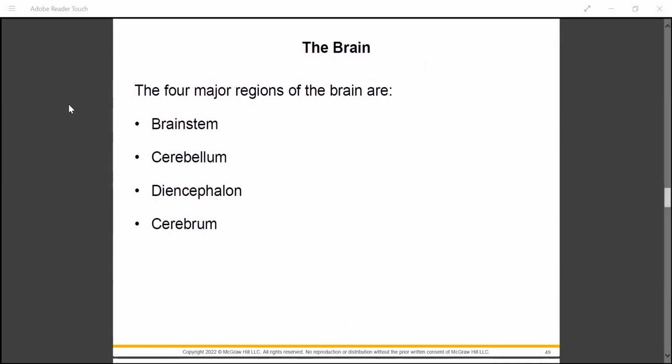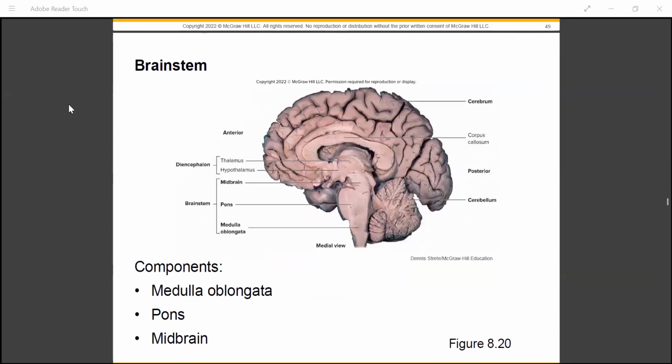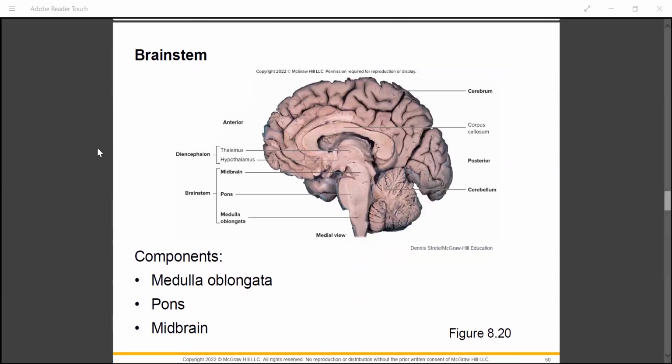All right, moving on to the brain. These are our 4 major regions of the brain: we have our brainstem, our cerebellum, our diencephalon, and our cerebrum. We'll go through each of these. Our brainstem is made up of 3 components. We have our midbrain here, our pons here, and our medulla oblongata here.